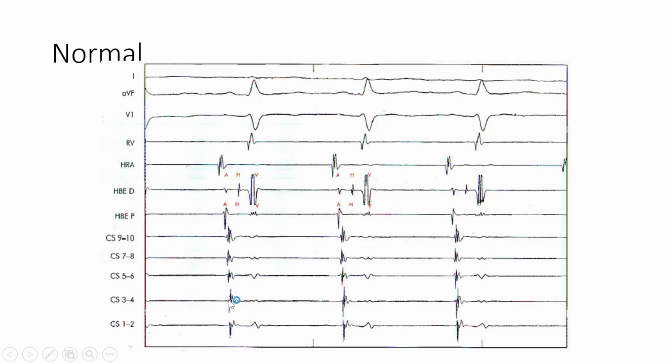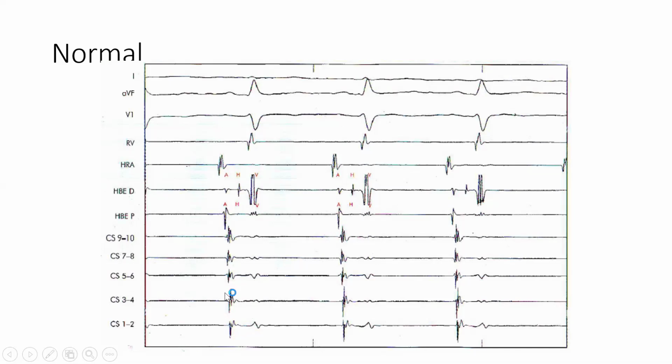Do we get that? Yes, sir. So that means if CS1 and 2 is getting early atrial activity compared to CS9 and 10 or the His bundle, then it tells you that there is an accessory pathway conducting atrial activity faster than the right atrial conduction. So most likely there's an accessory pathway there. That is how we detect an accessory pathway and its location.